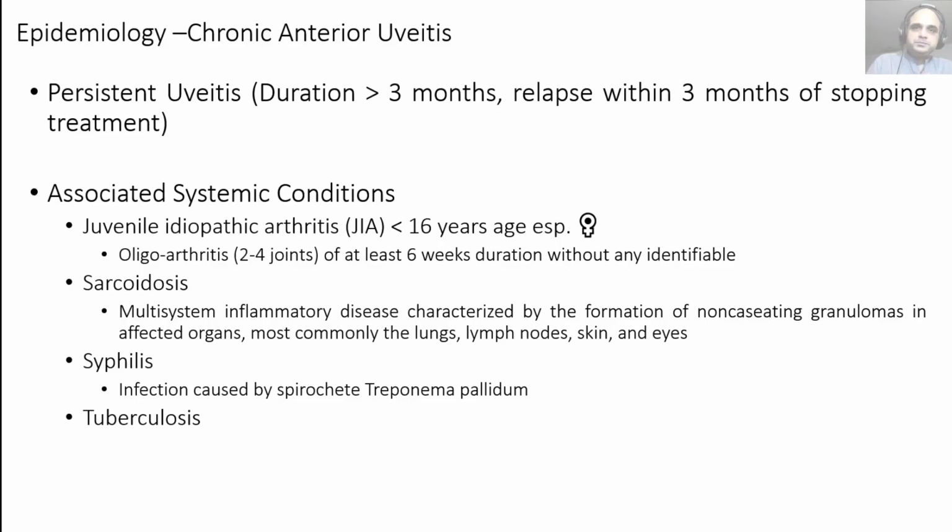The other cause is sarcoidosis. And remember, sarcoidosis together with the other 2 following causes are great masqueraders. They can present as any form of uveitis, but the most common presentation is the chronic anterior uveitis. And sarcoidosis is a multi-system inflammatory disease in which you have non-caseating granulomas. The most commonly involved organs include your skin, your eyes, your lung, and your lymph nodes.